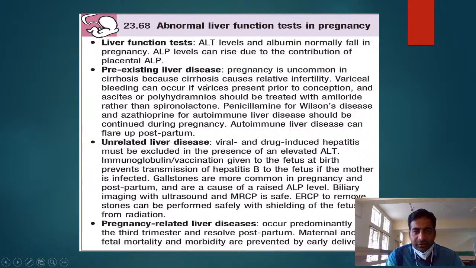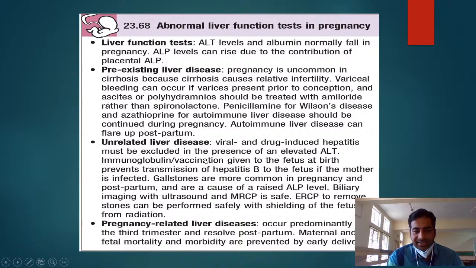With pre-existing liver disease, you have to rule out conditions like viral hepatitis, because cirrhosis is not usually seen, and variceal bleeding can occur if varices are present. If the patient has Wilson disease, you have to give D-penicillamine. If the patient has autoimmune liver disease, azathioprine should be given. Autoimmune liver disease can flare up postpartum, so you have to be careful, do follow-up and all the investigations, and continue the treatment.